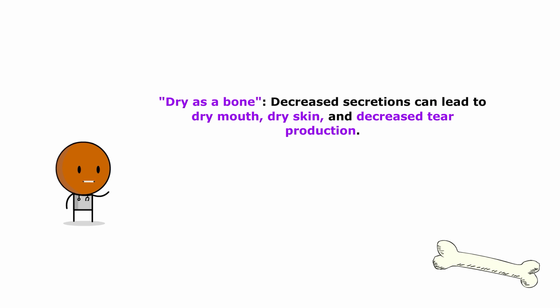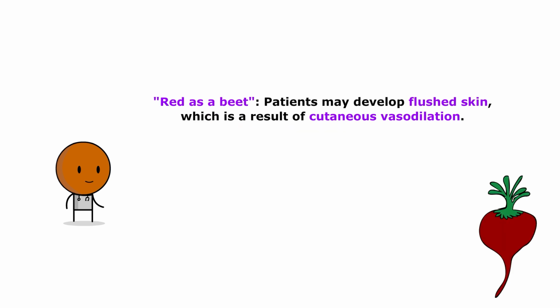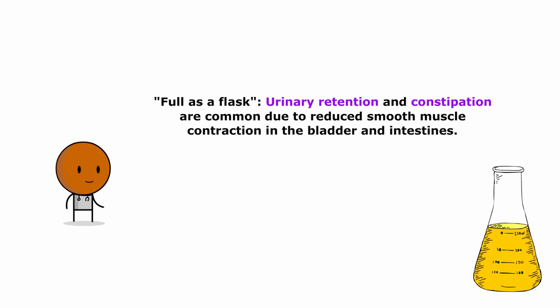Decreased secretions can lead to dry mouth, dry skin, and decreased tear production. Red as a beet. Patients may develop flushed skin, which is a result of cutaneous vasodilation. Full as a flask.